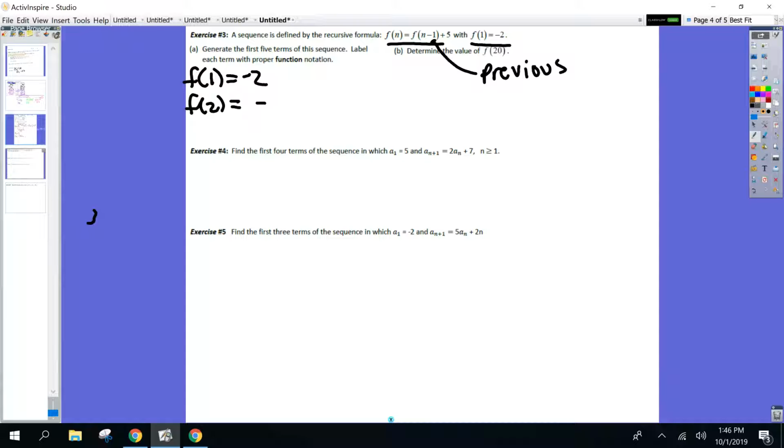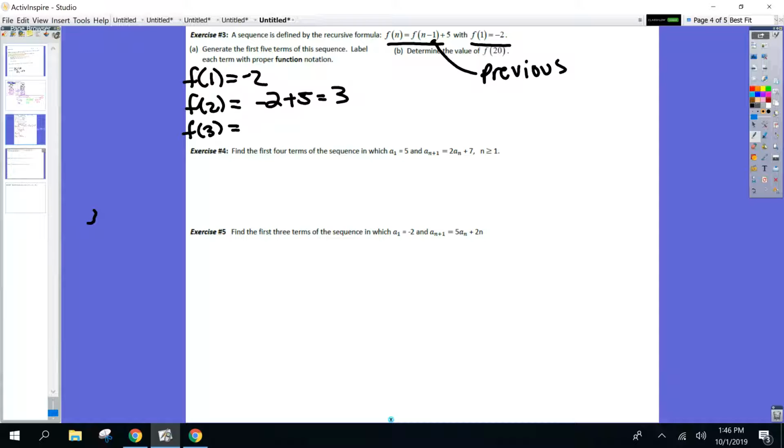So if I'm on the second term, what was the previous term? -2, the first one. So -2, and what do I need to do to it? Add 5 to it. So what's my second term in this sequence? 3. So -2, comma 3, comma, here we go.